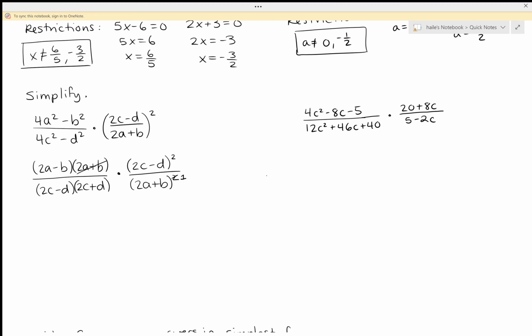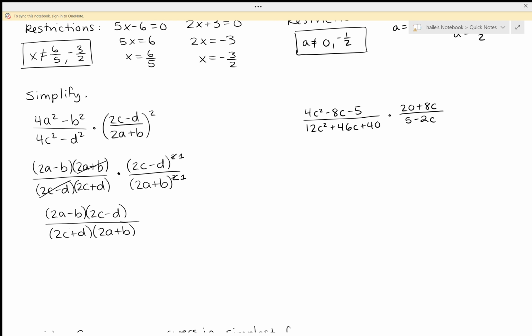And sort of the same thing with 2c minus d. I have 1 in the bottom, and I have 2 on the top over here, so that exponent is also going to cancel and become a 1. So now let me write my combined fraction. So I have 2a minus b times 2c minus d all over 2c plus d times 2a plus b.